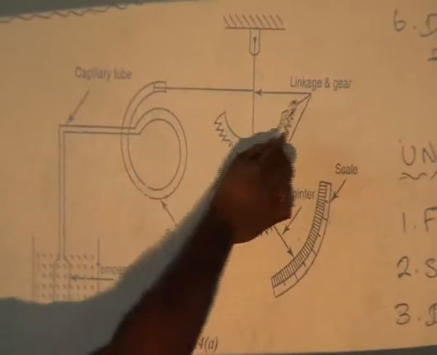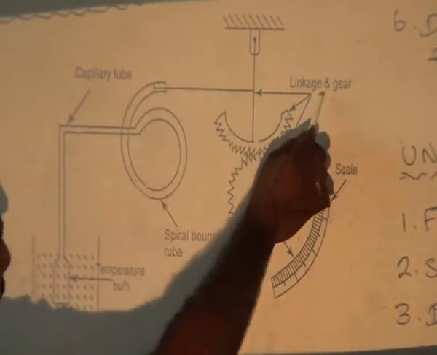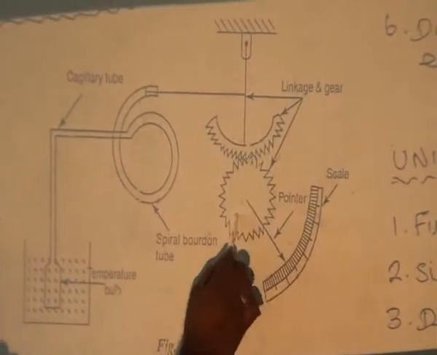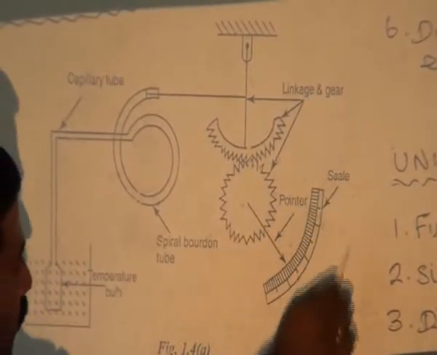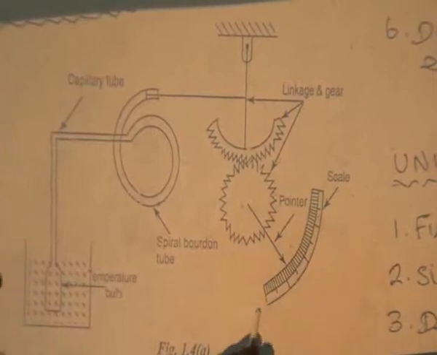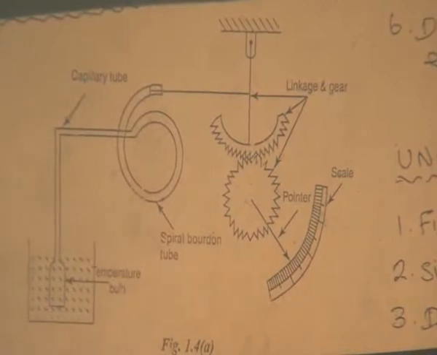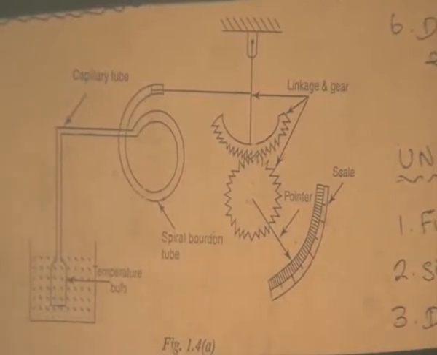Then it is connected with the linkages. From those linkages, this one is the data processing element. Due to the rotation of the gear, it will display. So this one is the display unit, the final unit element of this one. So this is the example for any one component.